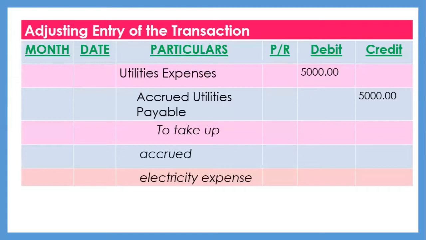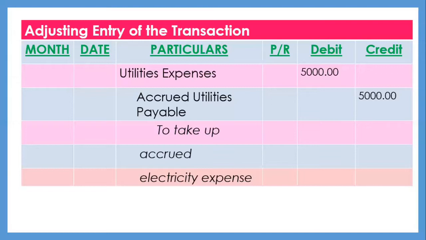Actually, for credit, we may not include the word accrued. So we will just write salaries payable or utilities payable. But for illustration purposes, we need to include the word accrued, because it will serve as a reminder that the adjusting entry will be subject for reversal entry later. Okay, so this is all about accrued expenses.